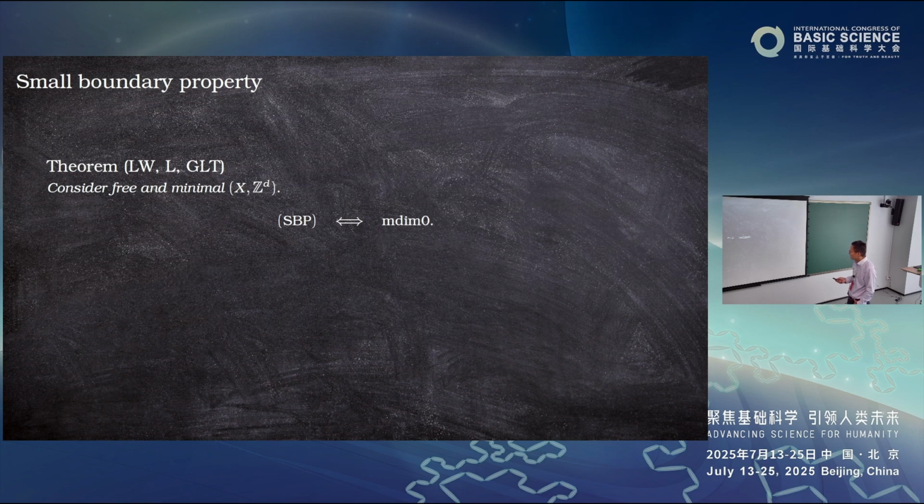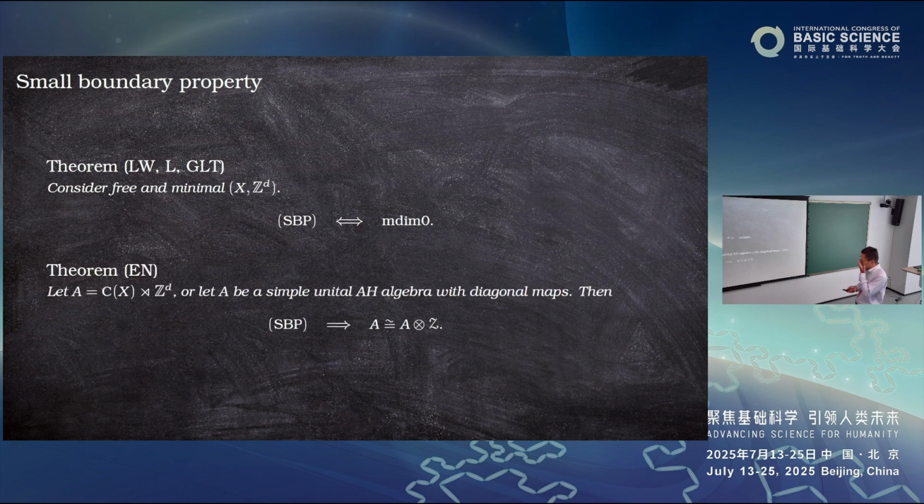Then in those cases, mean dimension 0 also implies the small boundary property. So in principle, these two are equivalent. That is due to Lindenstrauss, Gutman, and Tsukamoto. The relation with Z absorbing is that the small boundary property always implies Z absorbing, in this case, the Z-to-the-d action case, and also in some C-star algebra cases.